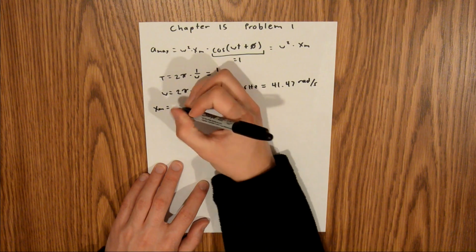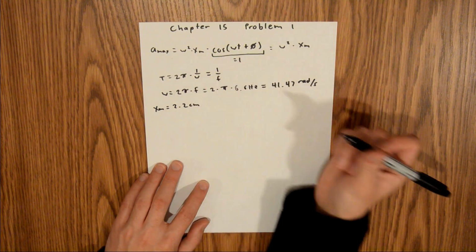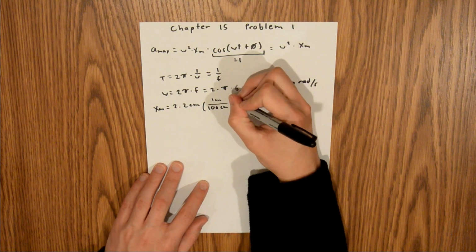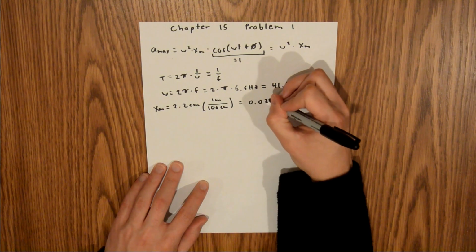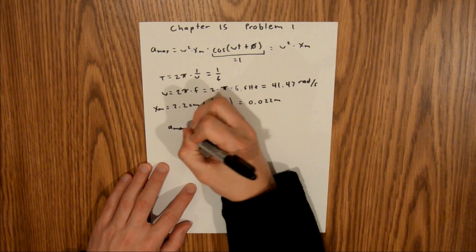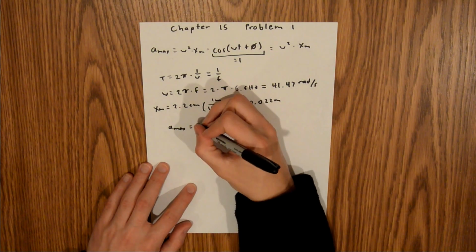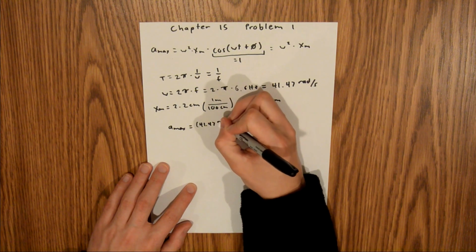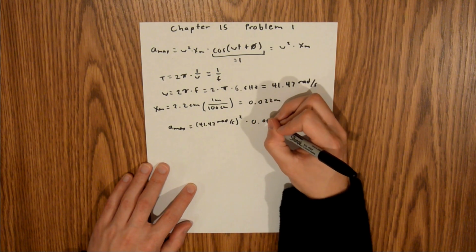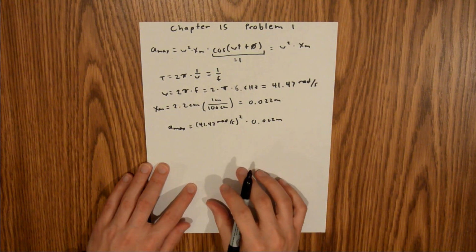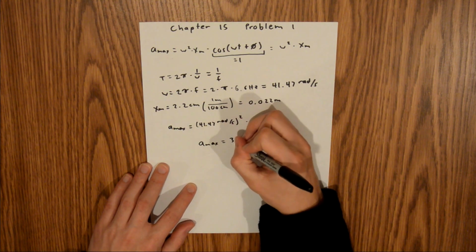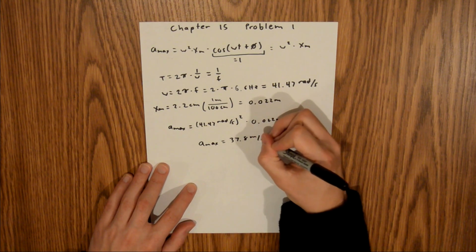And now we need to find our amplitude, and we're actually given that in the problem, so xm is equal to 2.2 centimeters, but we can convert that to our standard unit and say 100 centimeters in 1 meter, so that'll be equal to 0.022 meters. And now we have everything we need to solve this problem, so a max is equal to omega squared, which is 41.47 radians per second, that's squared, times our xm, which is equal to 0.022 meters. And if you plug all of that into your calculator, you should find that your a max is equal to 37.8 meters per second squared.